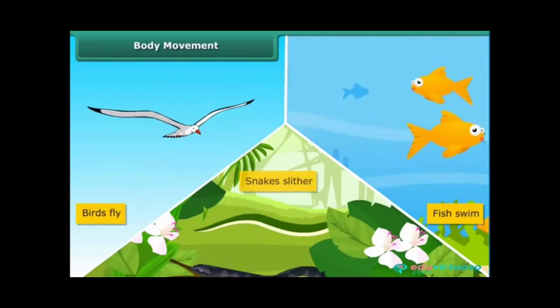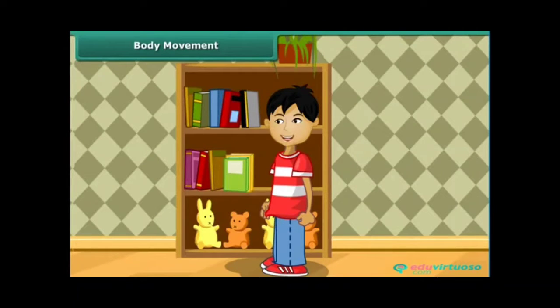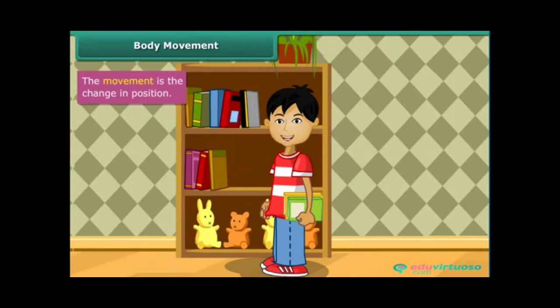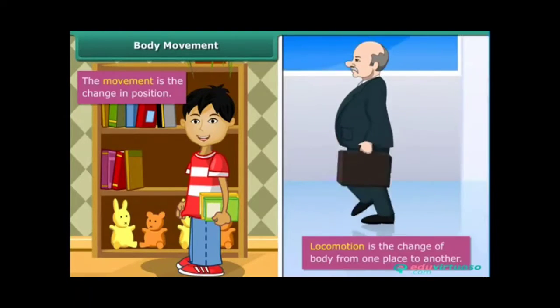swims, snakes, slithers. Other than these movements, we can also see that we move various parts of our body, like when we pick up a book, we move our hand. The movement is the change in position, while locomotion is the change of body from one place to another.